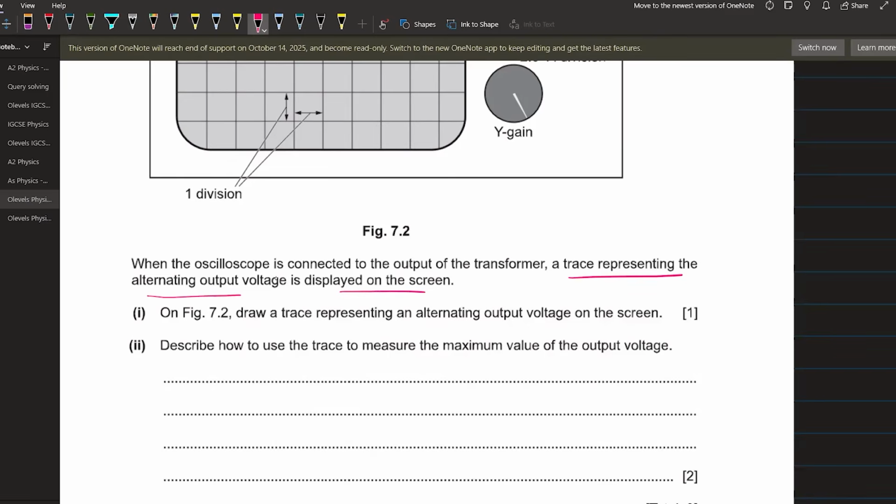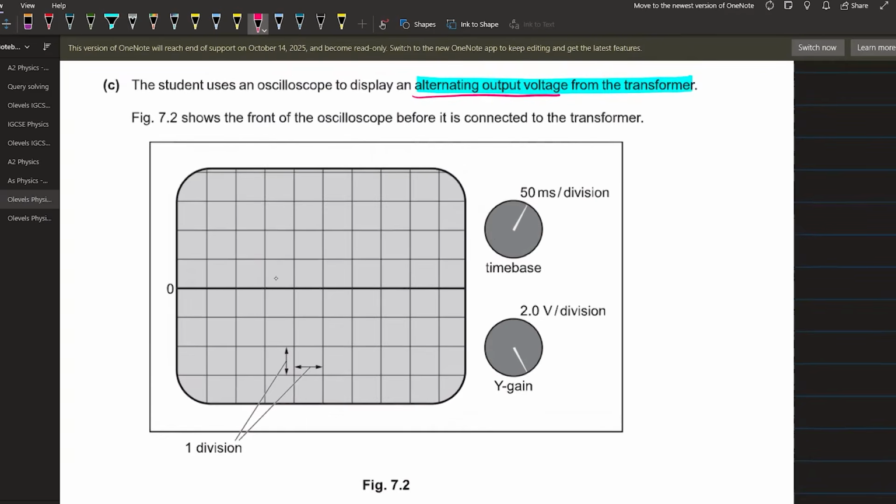We have to make a trace that represents the alternating output voltage on this screen. What I can do is make a trace like this. Now I'm very bad at drawing, but let's try. Let's say the maximum value is here. Yep, this is an alternating trace. I have tried my maximum best to make a good curve.